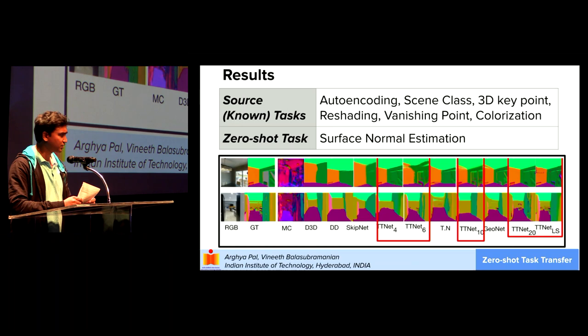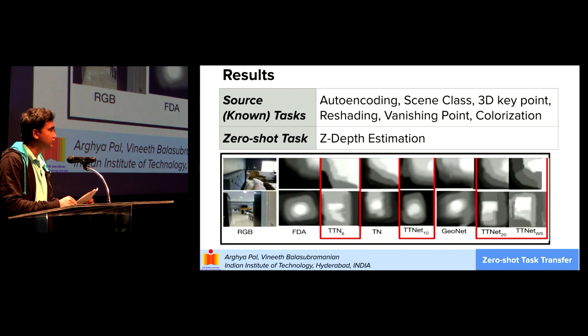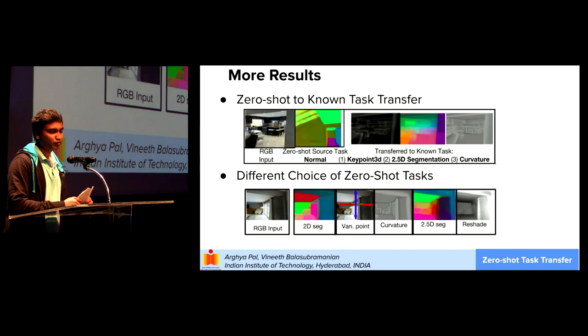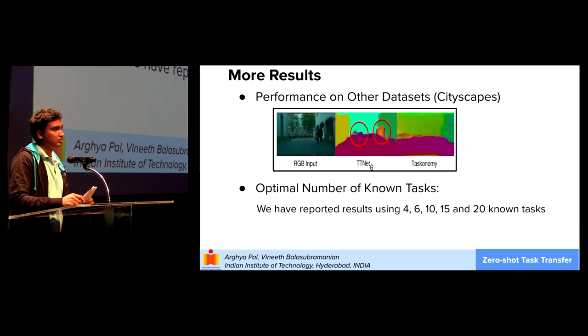This is surface normal estimation. The known tasks are auto-encoding and the six source tasks. And you can see that another zero-shot task is Z depth, and we outperformed all kinds of supervised learning. There is another set of results where we choose different zero-shot tasks, and then the performance on another data set other than Taskonomy and the jump.